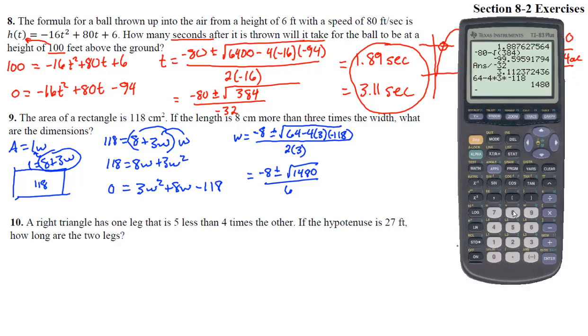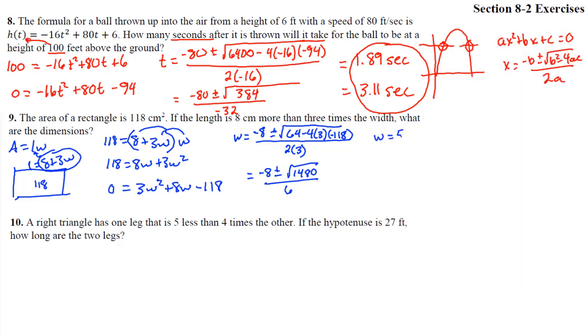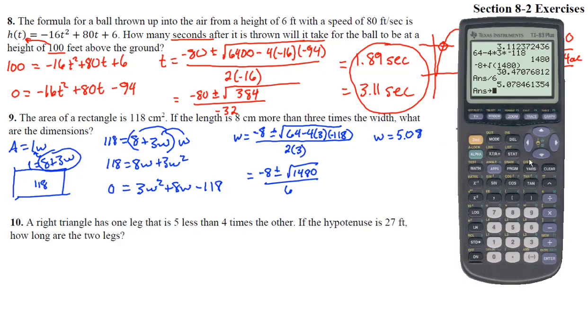Let's do negative 8 plus the square root of 1480 and divide that whole thing by 6. And we're left with W could be 5.08, 5.08 if we rounded to 2 decimal places. So we're in centimeters. Good. So width is 5.08.